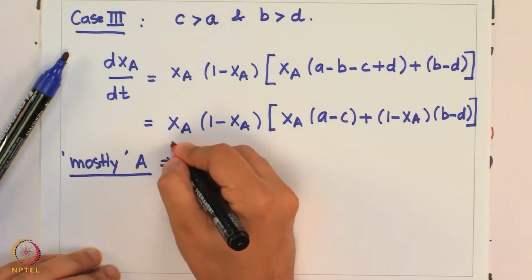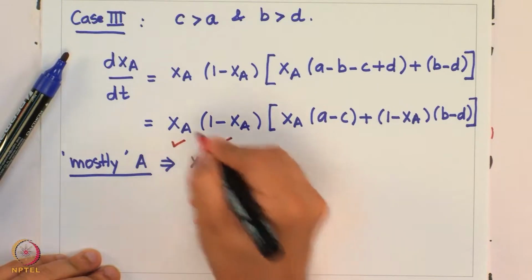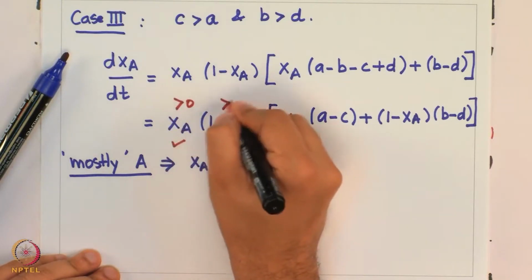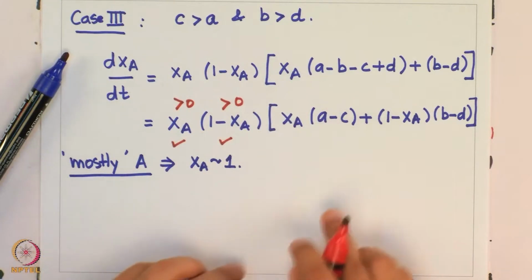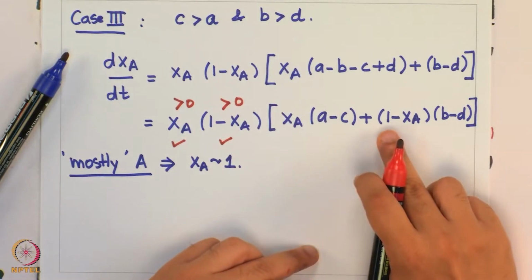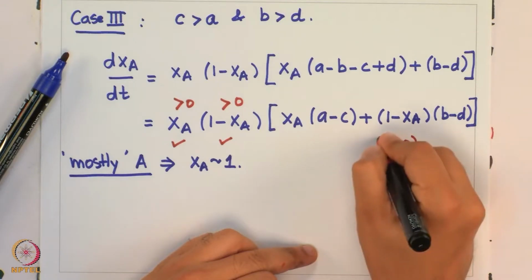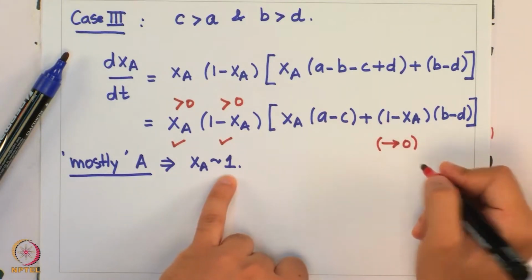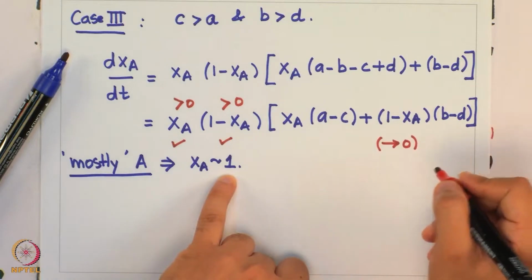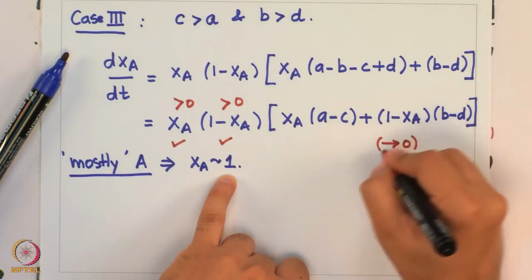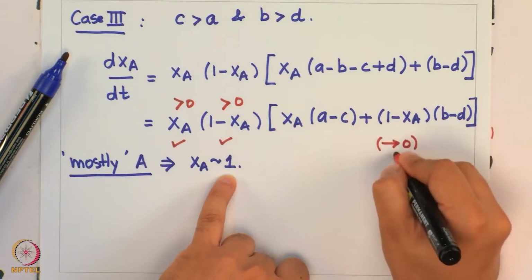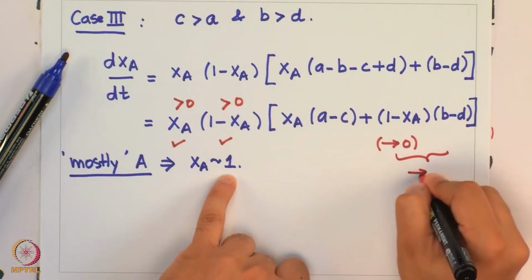In that case, this is greater than 0, this is greater than 0. So, these two are no problem. In that scenario, 1 minus x_A approaches 0 because x_A is approaching 1, hence 1 minus x_A is approaching 0. So, I can ignore this particular expression as almost 0.